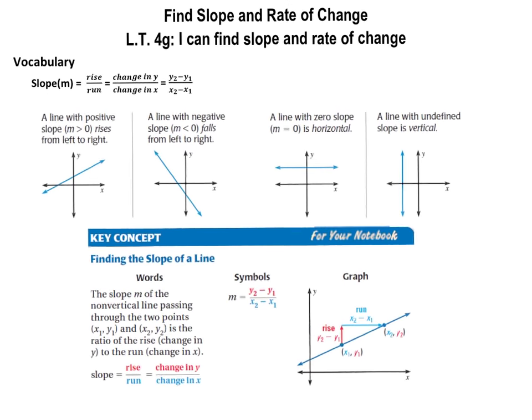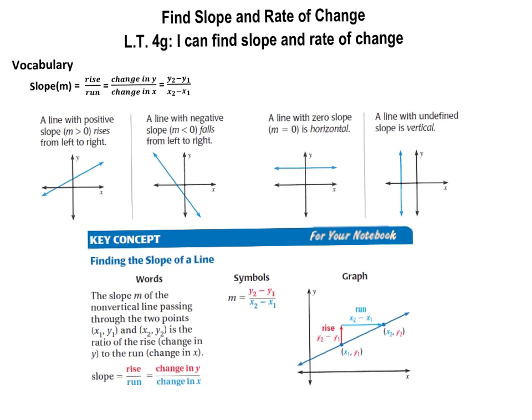So, at the top of your vocabulary, you have slope, and in parentheses, the letter M. We use M to represent slope in your equation. And then following that, we have three different ways to represent slope. So we have rise over run is the same thing as your change in your y over your change in your x. And that's the exact same thing as that formula, y2 minus y1 all over x2 minus x1. And we'll use those later on in the video.